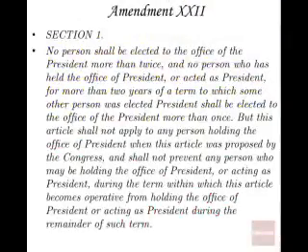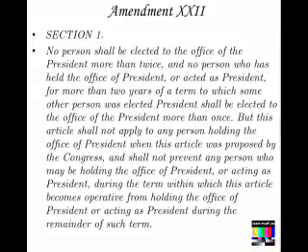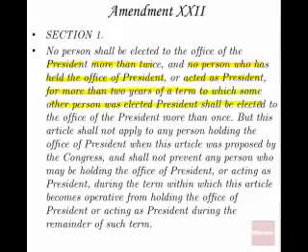So let's go straight to the 22nd Amendment here. It's kind of a longer one, so I basically didn't include the entire text, but here's the first section. No person shall be elected to the office of the president more than twice, and no person who has held the office of president or acted as president for more than 2 years of a term to which some other person was elected president shall be elected to the office of the president more than once.